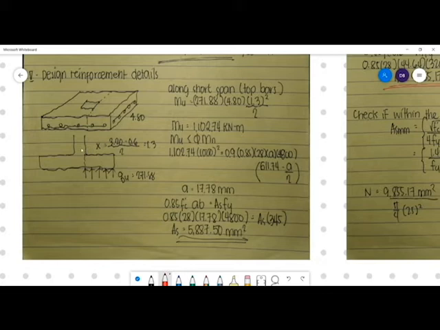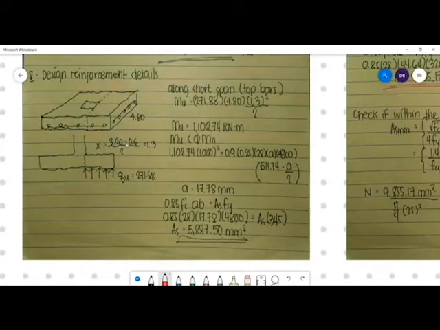Assuming this is the front view of your short span, this is the 3.2 meter long dimension, and 4.8 is the one that we cannot see. So x is equal to 3.2 minus 0.6 over 2, which is equal to 1.3 meters. By the way, the code also says that this is the critical section for moment.